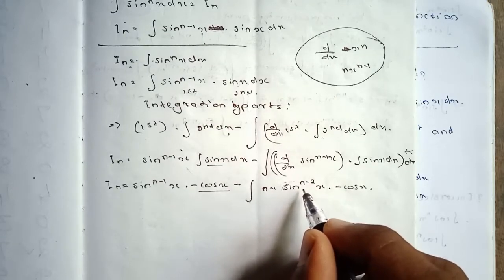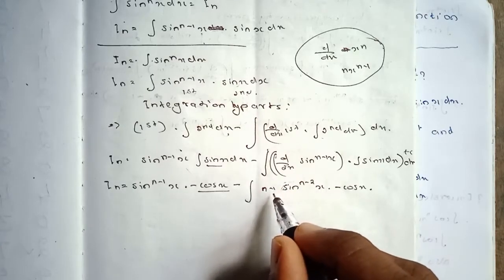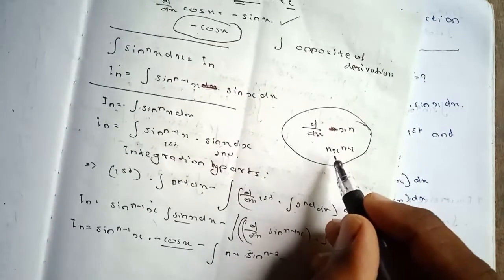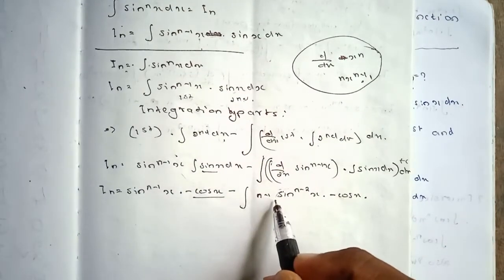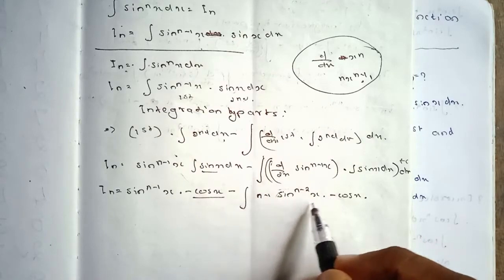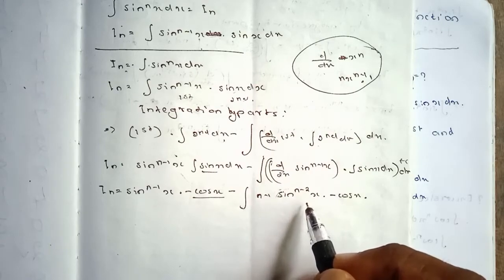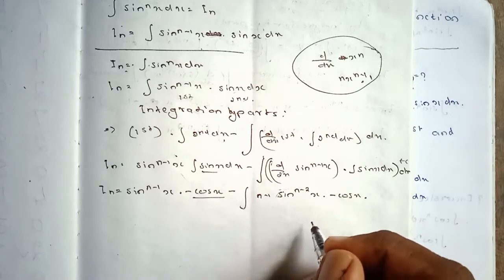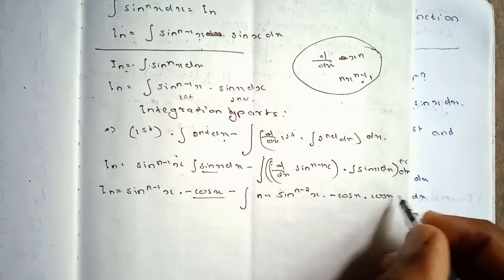So don't forget that the chain rule is an important thing. First we find that n into x raised to n minus 1 into 1 exists. Likewise here, n minus 1 into sin^(n-2) x, which is multiplied by the derivative of sin x again. What is d/dx of sin x? d/dx of sin x is equal to cos x. So put it here as cos x.